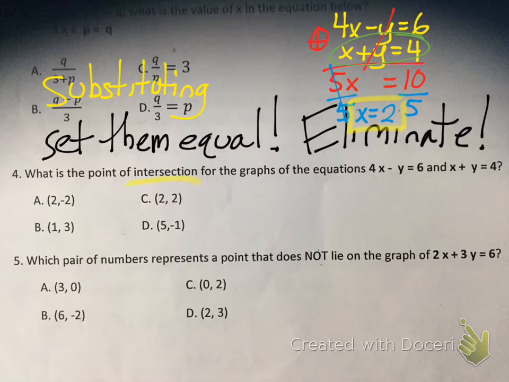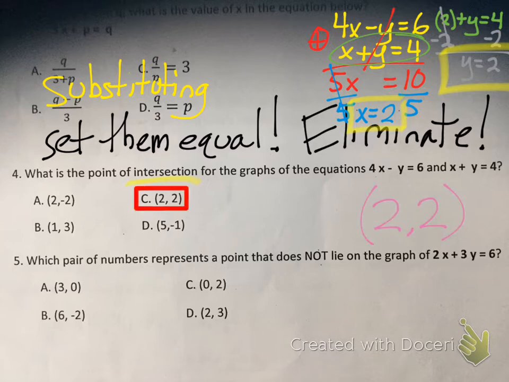So the next thing that you would do is take that x equals 2 and plug it back into one of the equations. I would recommend using the bottom equation, which I circled in green. You have to figure out the y value. So you make x 2, and it will now say 2 plus y equals 4. So subtract 2 from both sides, and 4 minus 2 is going to be 2. So your answer for the point of intersection is the coordinate 2, 2, which is choice C.